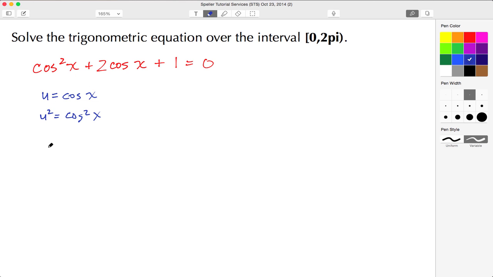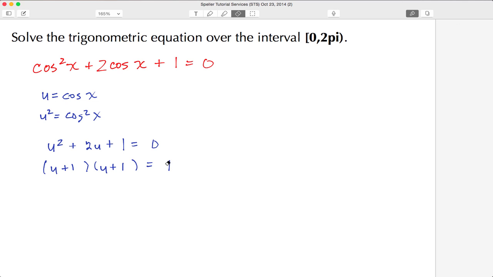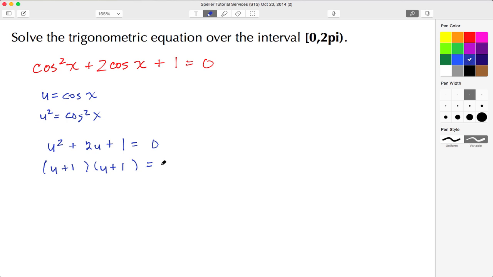So this first term turns into u squared. The second term turns into 2 times u, and every other term stays the same. Now at this point I can factor this quadratic equation by hand. So let's set up 2 sets of parentheses. U squared, so there's a u here and a u here. Now I need the factors of 1 that add up to 2. Well, that's going to be 1 and 1. So I have u plus 1 and u plus 1. And this here should have been a 0, so let me fix that.